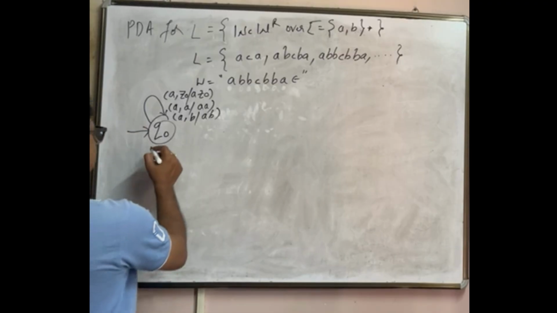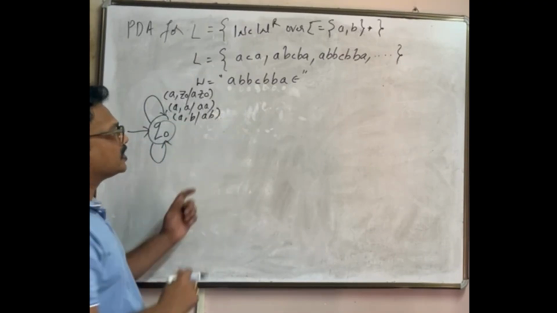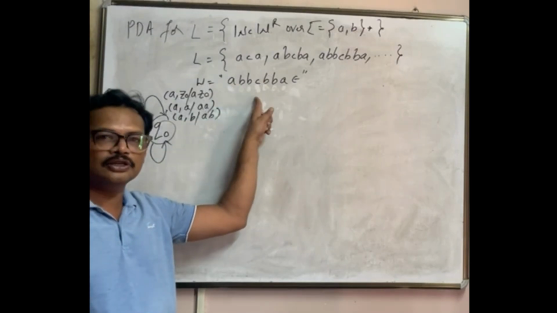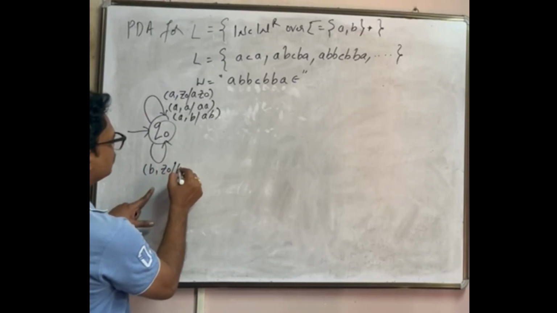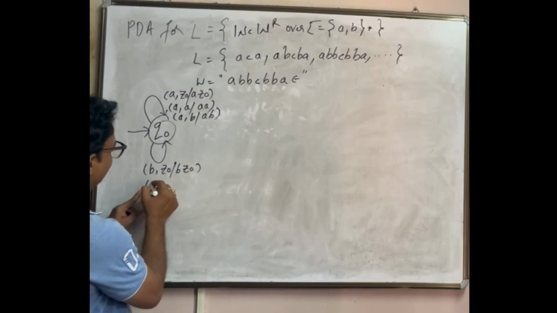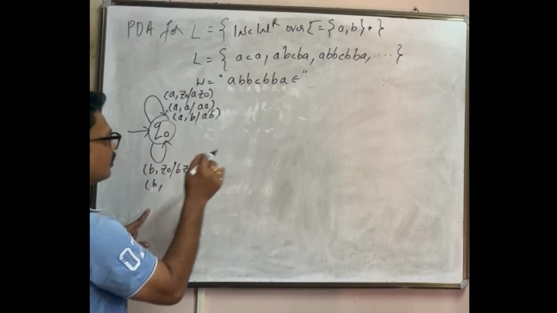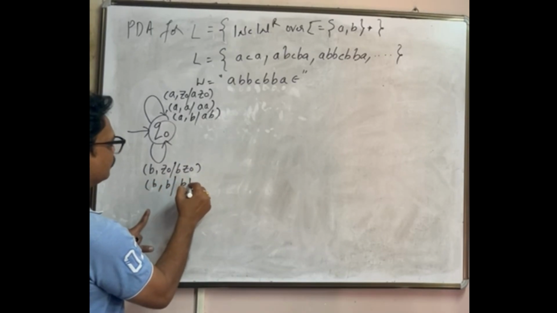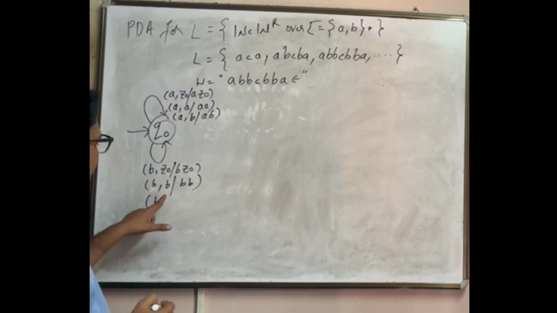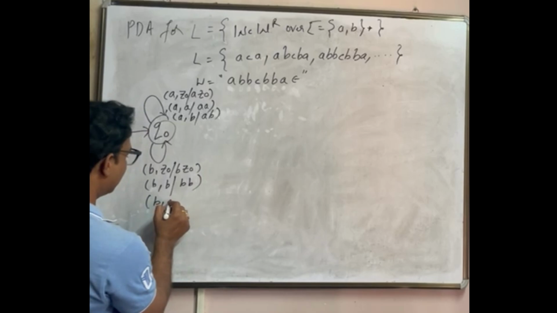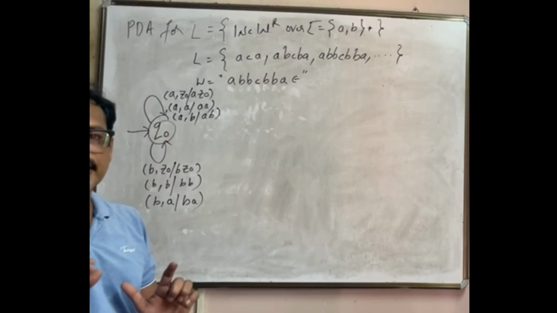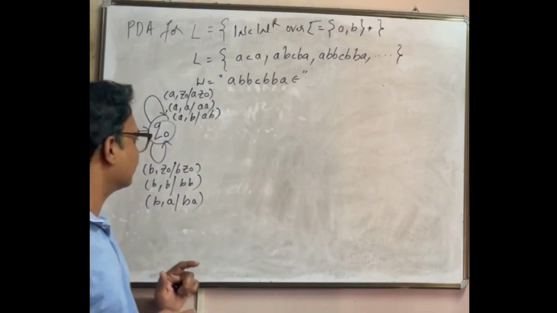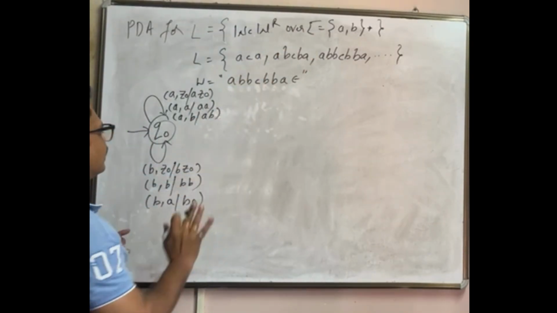Similarly, the string can start with A as well as with B. So if the string starts with B and the top of the stack is Z0, it is B Z0. And if the symbol read is B and there is already a B on the top of the stack, BB will be pushed. If the symbol read is B and there is an A on the top of the stack, the content of the stack becomes BA. So these are the possible ways in which the PDA can behave as per the string taken. Now any string you can take.